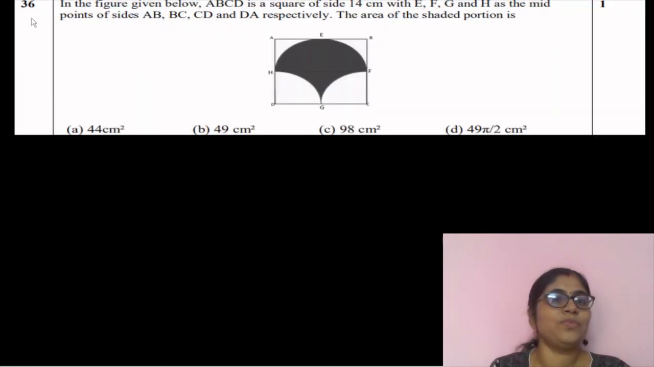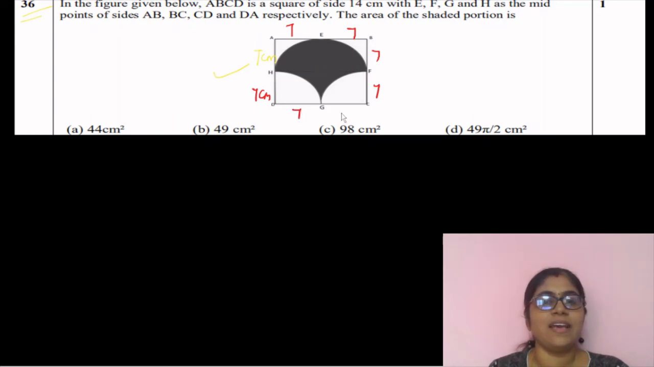Now let's move to question number 36. A figure is given. ABCD is a square of side 14 centimeter with E, F, G, H as the midpoints of sides AB, BC, CD and DA. So this is 7 centimeter. This is 7 and this is 7, 7, 7, 7 and this is also 7 centimeter. The area of the shaded region we want.